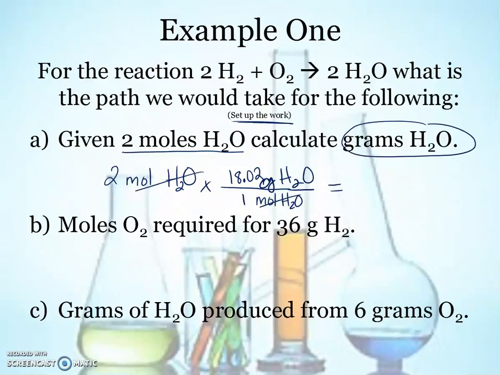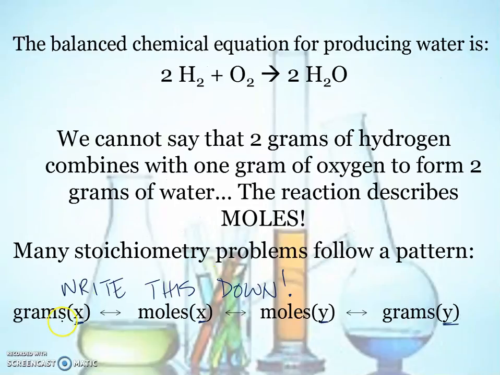So what if for letter B it says, how many moles of O2 are required for 36 grams of hydrogen? That's what we're looking for. If we had 36 grams of hydrogen gas, we want to get rid of hydrogen gas, so we put grams of hydrogen gas on the bottom. Now, we can't go from hydrogen to oxygen unless we are in moles and moles. So we have to change this into moles. If you're unsure, let's go back and look. Remember? Grams, moles, moles, grams.